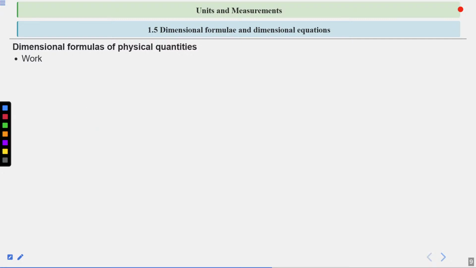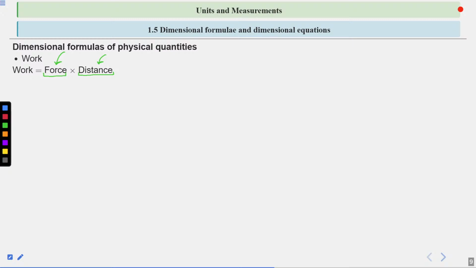Next physical quantity is work. How can we derive the dimensional formula of work? First of all, the question arises: what is the formula of work? Force into distance, or we can say force into displacement. Now substitute the dimensional formula of force and the dimensional formula of distance, and we will get the dimensional formula of work.